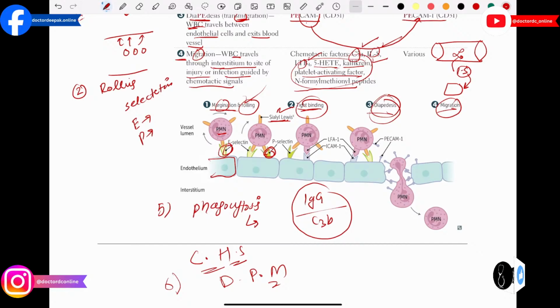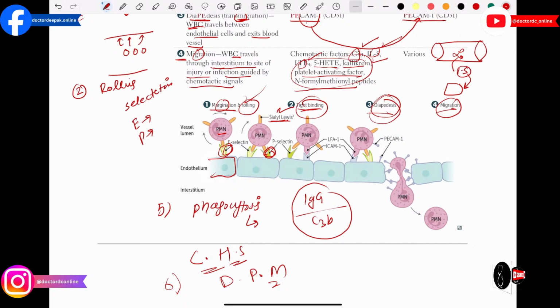Then according to each step we have different diseases. They can ask leukocyte adhesion deficiency is the problem in which step. It is a problem in margination and rolling, because there are different kinds of leukocyte adhesion deficiency, type 1 and type 2. Then Chediak-Higashi syndrome occurs when the problem is in phagocytosis. So these are the important steps which you have to remember.